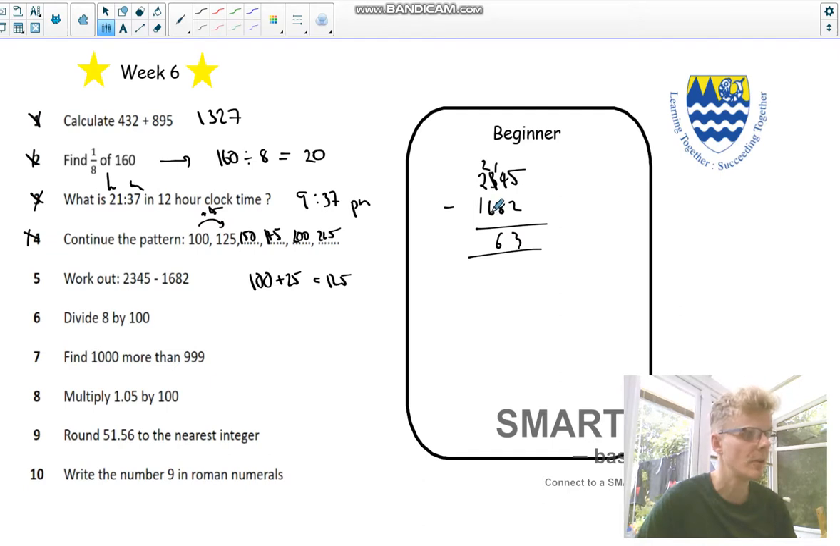200 take away 600, can't do that, so I'll borrow again. So I'll borrow 1,000 this time and pop it onto my 200. So now I have 1,200. Take away 600, or 12 take away 6, which is 6. And then finally 1 take away 1, which is nothing. So our answer is 663. Okay.